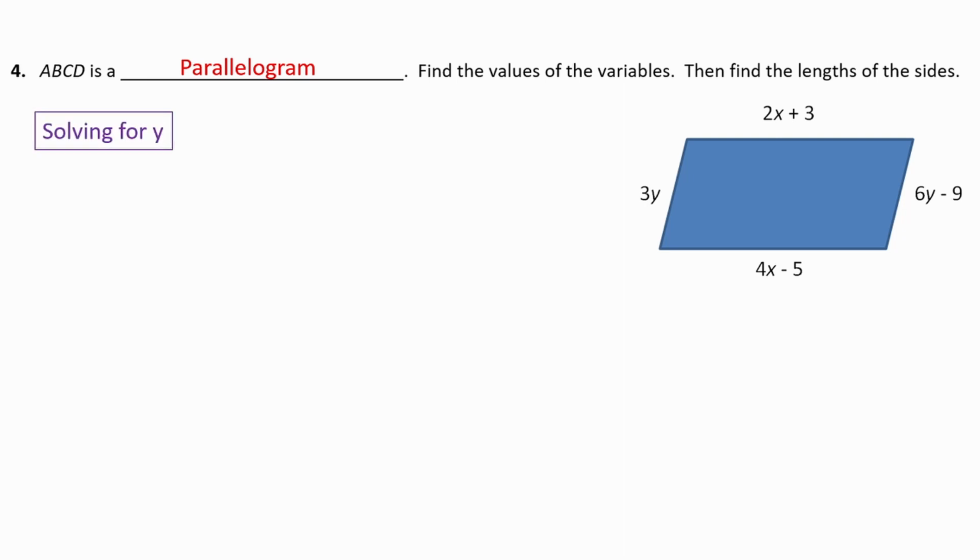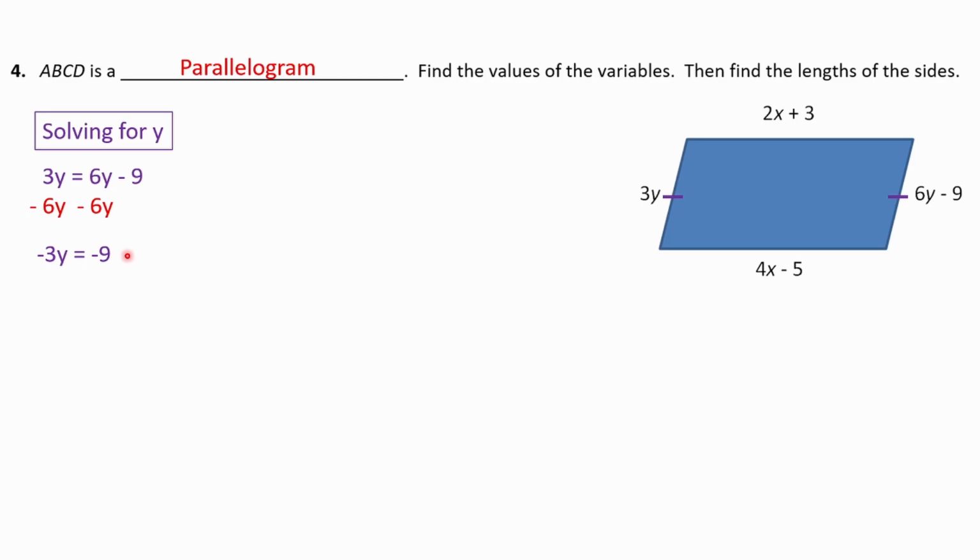All right, solving for y is where I'm going to start. And if I look over at my diagram, you'll notice that I've added these 2 tick marks because opposite sides will be congruent in a parallelogram. So I know that 3y and 6y minus 9 are the same. So I can set them equal to one another. If I subtract 6y from both sides, that leaves me with negative 3y is equal to negative 9.